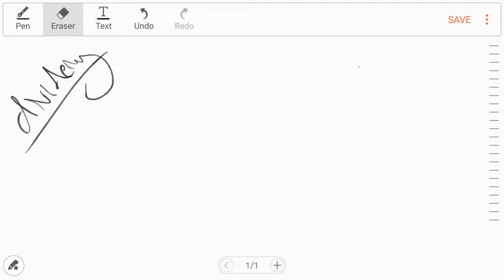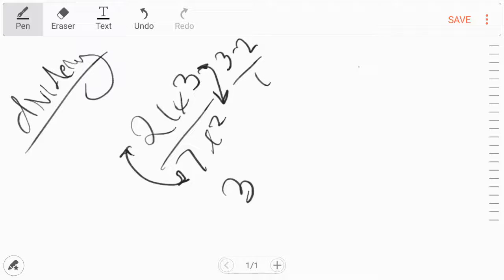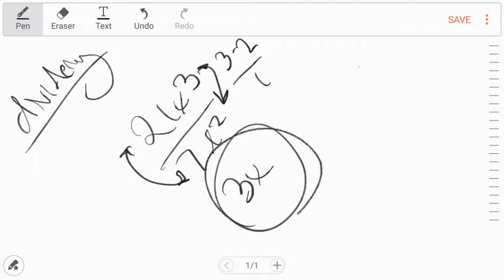For dividing, the rule is you divide your whole numbers and subtract your exponents. So for example, if I had 21x to the third divided by 7x squared, you would divide these two, giving you 3, and then you would subtract your exponents. So 3 minus 2 is 1. So you would get 3x as your answer.